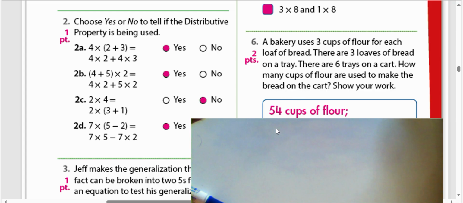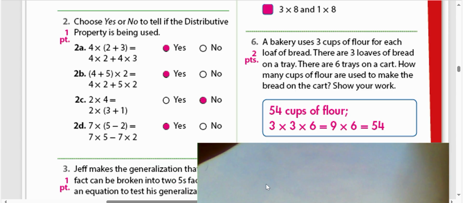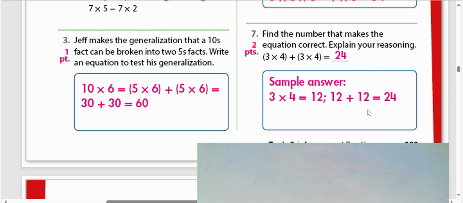Question number 6. A bakery uses 3 cups of flour for each loaf of bread. There are 3 loaves of bread on a tray. There are 6 trays on a cart. How many cups of flour are used to make the bread on the cart? So we can multiply 3 by 3 by 6. 3 times 3 is 9. 6 times 9 equals 54. The total number here will be 54.